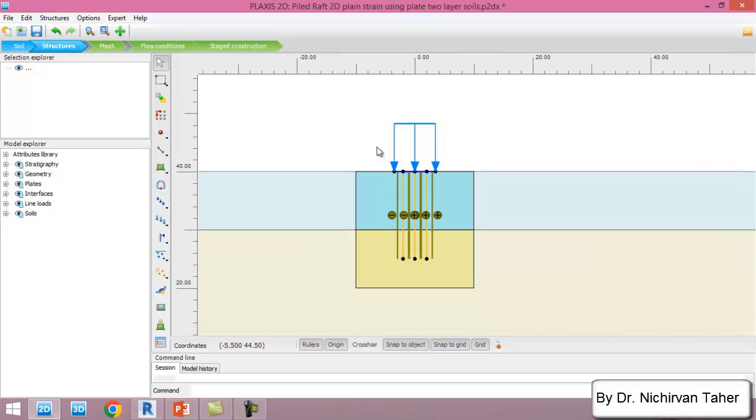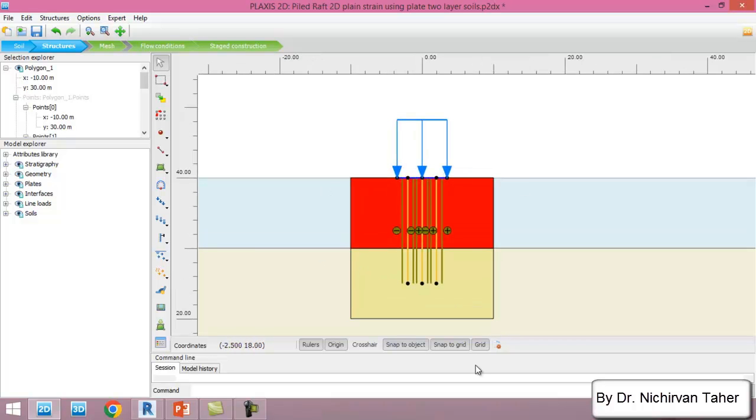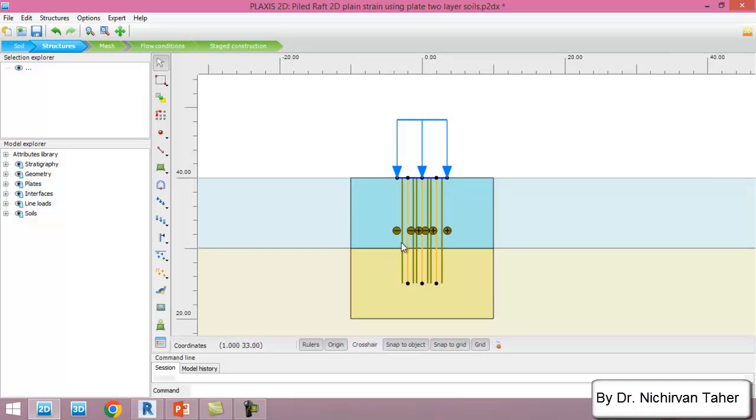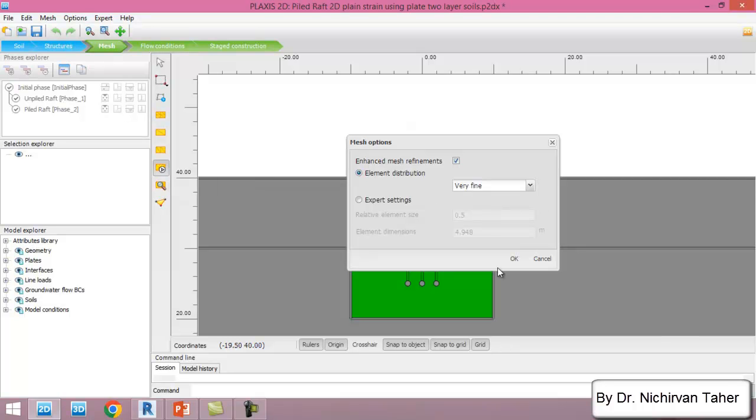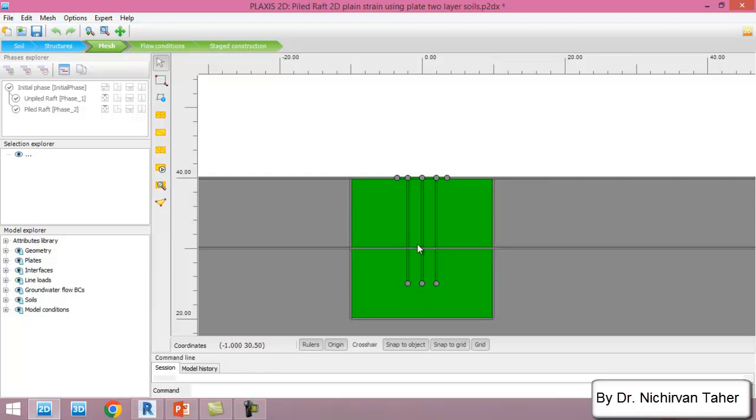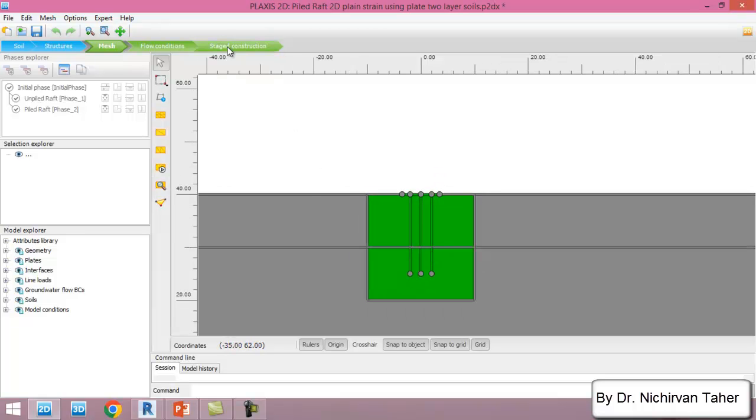Also, we create some polygons in here. As you see, we create some region in here for refining the mesh near the structure. So after that, we proceed to the mesh, and in this example, I used a very fine mesh because it is a 2D problem and it can be solved in a very short time.